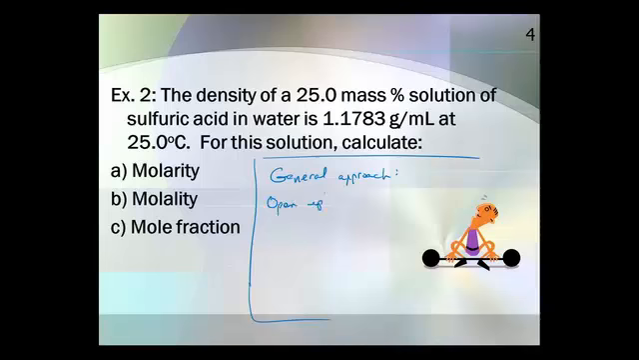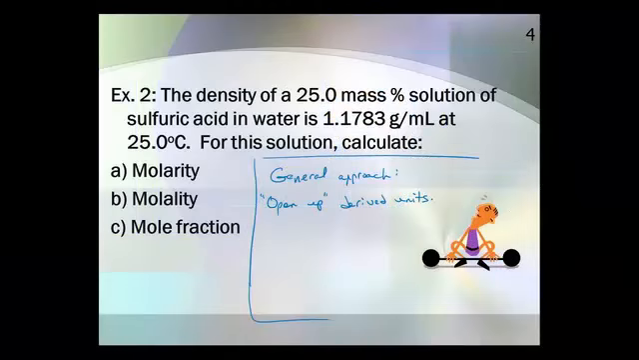Open up derived units. A derived unit is any unit where we substitute a word or symbol for a calculation that contains more than one unit. For example, density. Density is a derived unit. It's calculated by dividing the mass in grams over the volume in milliliters.